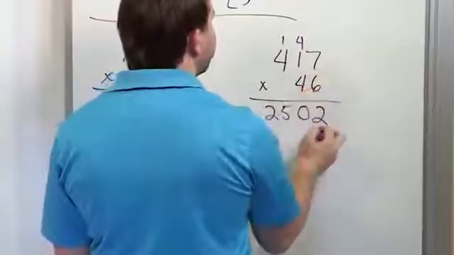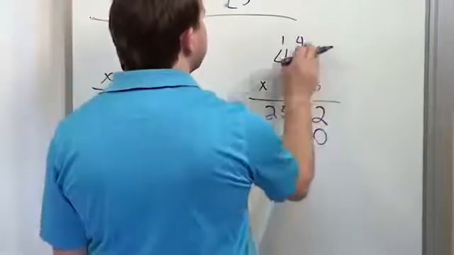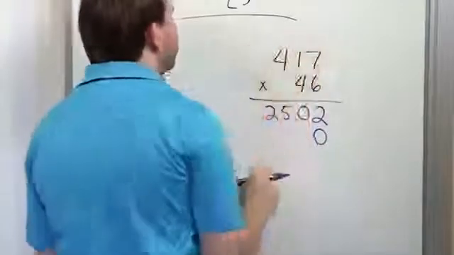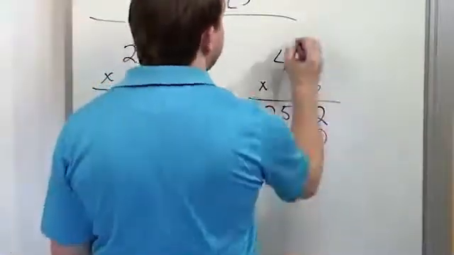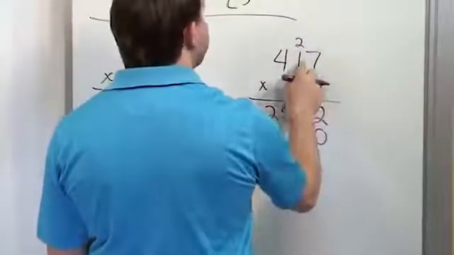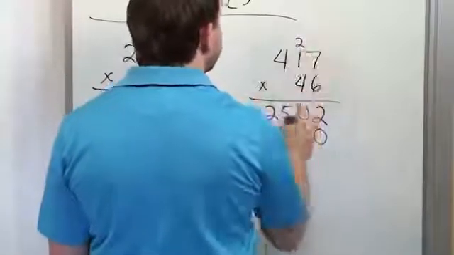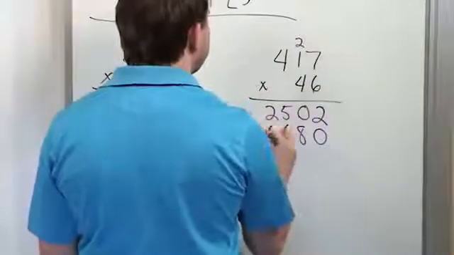We're going to be multiplying by this, so we drop down and add a 0. We erase what we carried before so it doesn't confuse us. 7 times 4 is 28. 8, carry the 2. 4 times 1 is 4, plus 2 is 6. 4 times 4 is 16, so we write it like this.